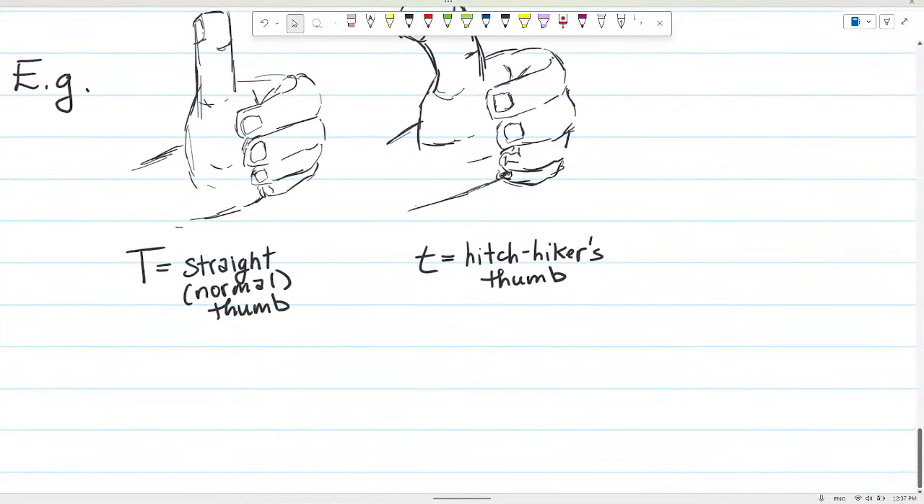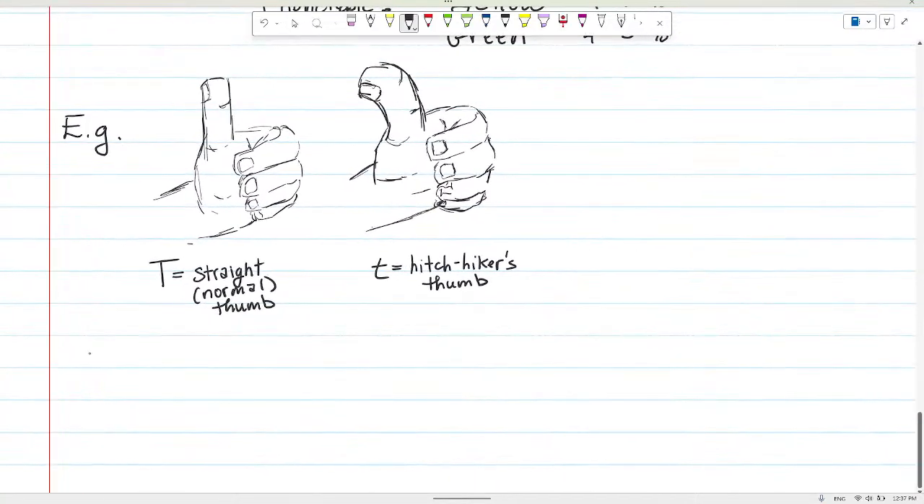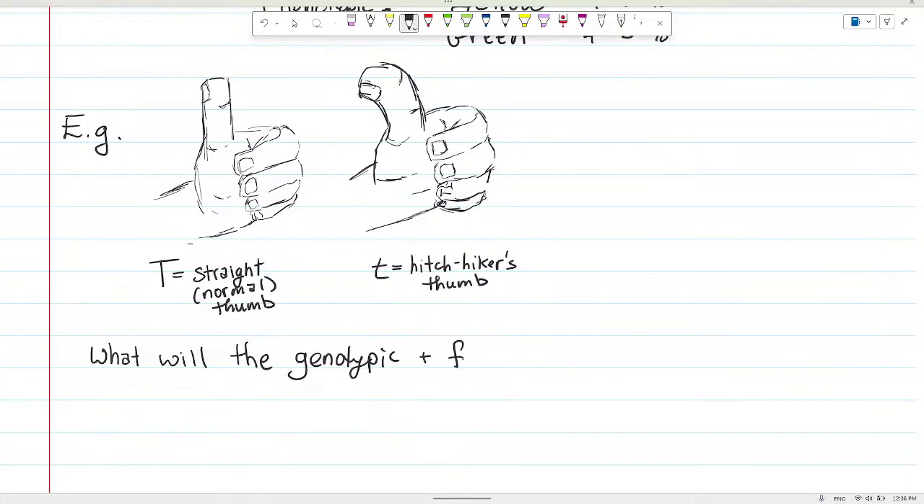Okay, so now, this trait is controlled by one gene with two alleles. Two alleles. All right, so now, what will the genotypic frequencies and phenotypic frequencies be?